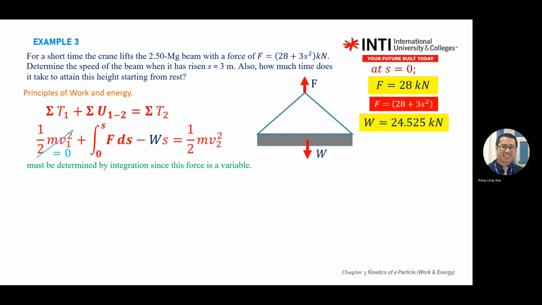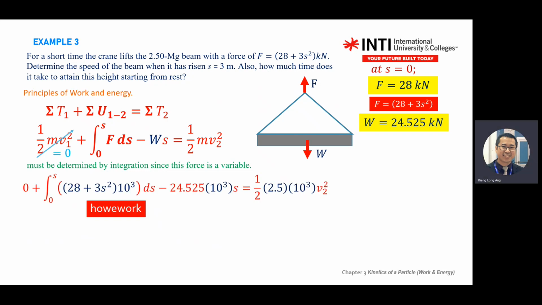First, the beam does not move from the early stage. So for the first one, mv1, you draw an arrow and write 0. In your working, don't straight away write 0, because I won't know what you mean by 0. You need to write the half mv square, then only cancel it with the arrow and write equals 0. Don't write the principle of work and energy equation and then straight away give 0. I will put a question mark: why suddenly 0?